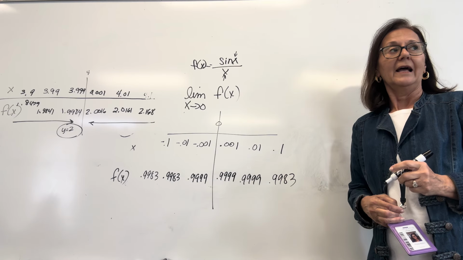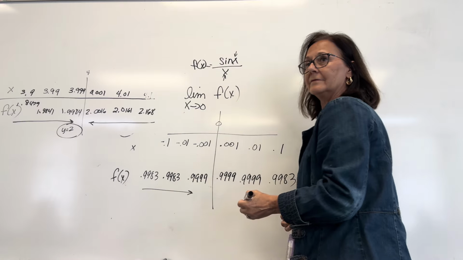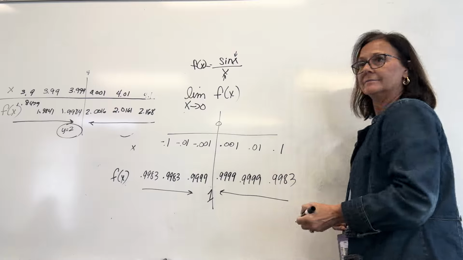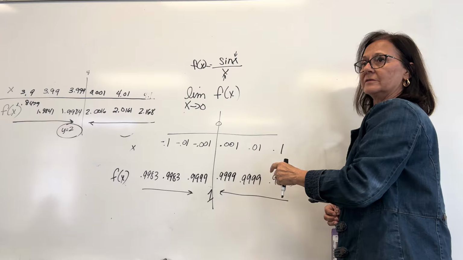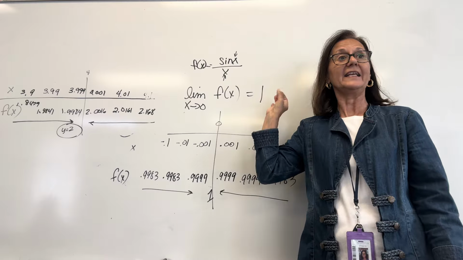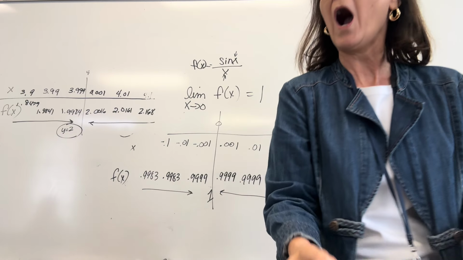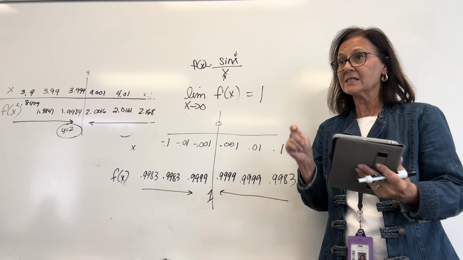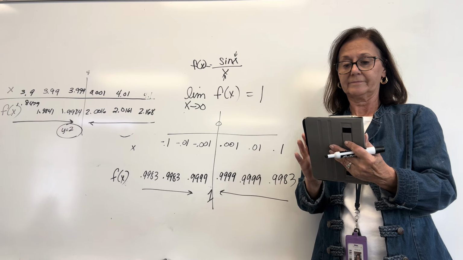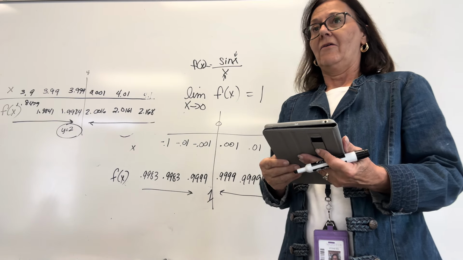Okay. Everybody look. What is the value approaching from the left? 1. What is the value approaching from the right? 1. So what's the limit of that function? 1. Is it defined? No. But does it have a limit? Yes. It tells us graphically what value y is approaching as x is approaching 0. Make sense? Got it? Okay.